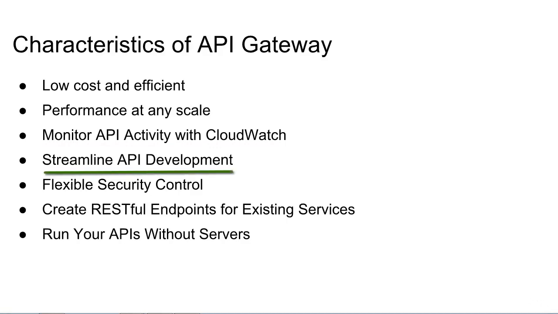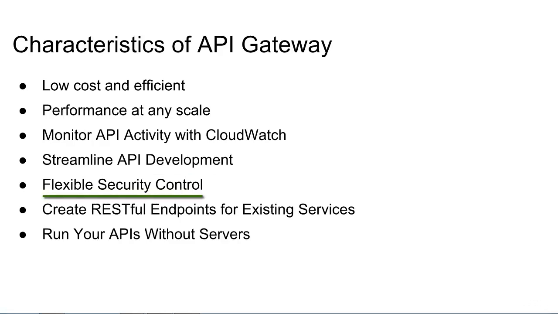The next is streamlining of API development. With API Gateway, you can simultaneously run multiple versions of the same API, which allows you to quickly iterate, test, and release new versions. And we have already seen an example of that.